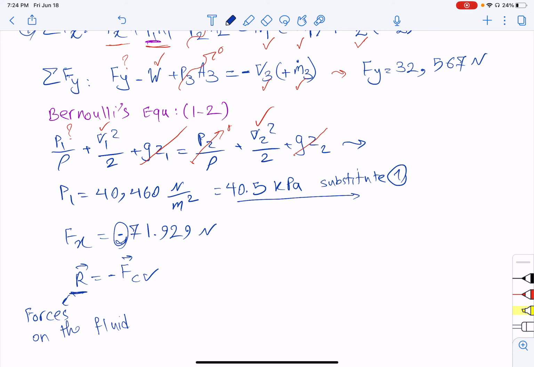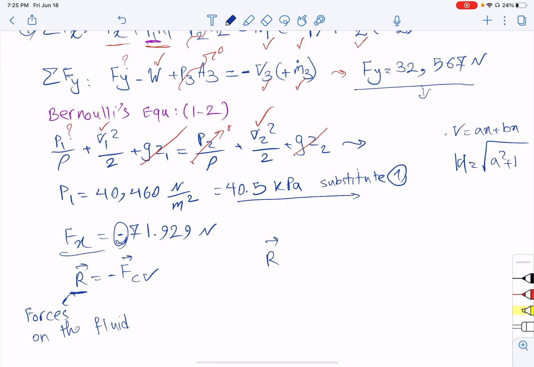We have Fy here and we have Fx here. If we want to find R, which is the resultant force, we need to do it like this: for example, if we want to find the magnitude of velocity and we have ax plus bx, then the magnitude of velocity is going to be the square root of a squared plus b squared. The same thing we can do for the forces because they are vectors.